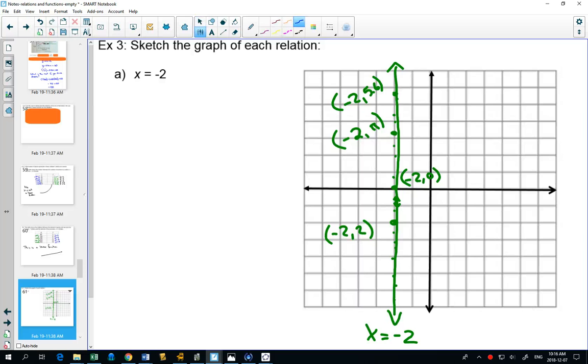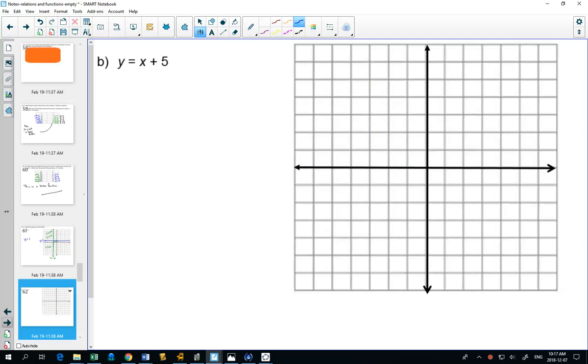I'm going to do it in a different color. What would the specialty graph look like where y was always equal to 1? Horizontal line. You could draw that one, that one, that one. Get creative. That would be the line y equals 1. Y equals x plus 5.